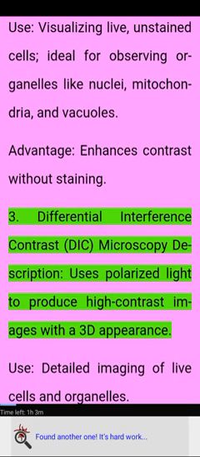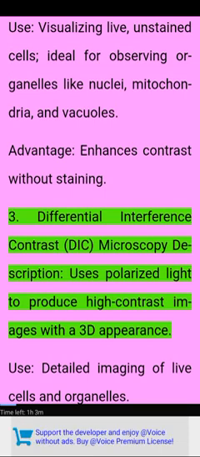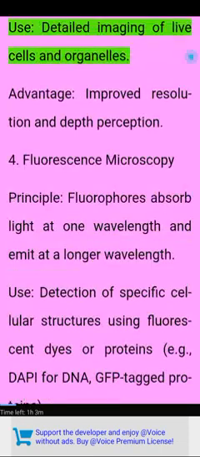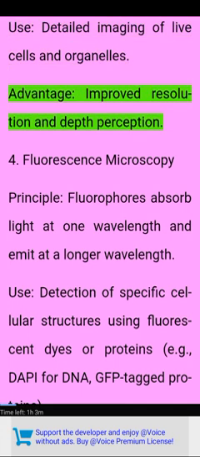3. Differential interference contrast, DIC, microscopy. Description: uses polarized light to produce high contrast images with a 3D appearance. Use: detailed imaging of live cells and organelles. Advantage: improved resolution and depth perception.